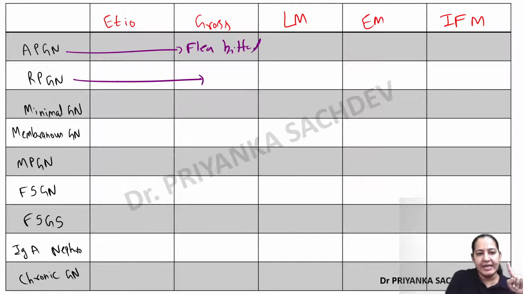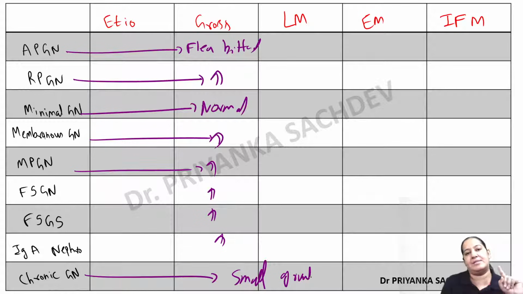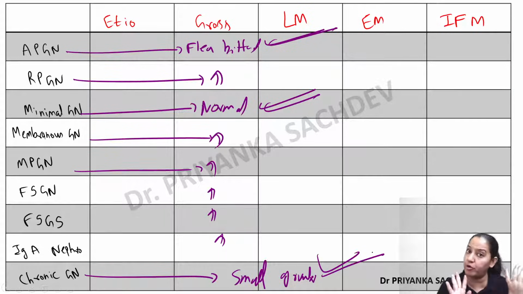In the rest, the kidney is enlarged. Here the kidney is normal. In minimal change, the kidney is normal. Otherwise, the kidney is enlarged. Only in chronic, the kidney is small, contracted with a granular surface. So that is the important point about the gross. The question will come either on flea-bitten, or on MCD, or on chronic, from gross. Otherwise, the gross of the others is not important. Everyone give me a thumbs up.